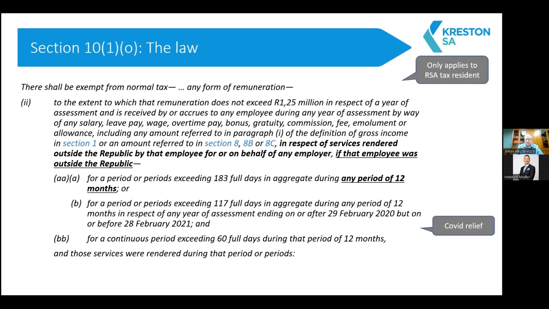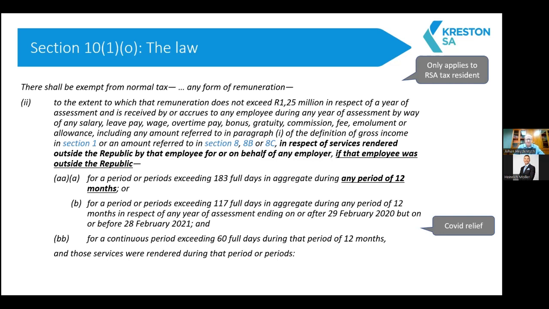Now, this comes to the period. If that employee was outside the Republic for a period or periods exceeding 183 full days in aggregate during any period of 12 months, we're going to elaborate on that bit. Paragraph (b) was the COVID relief, because people couldn't actually be outside South Africa, so they just shortened the period. And for a continuous period exceeding 60 full days during that period of 12 months. So let's ignore the (b), the COVID relief period, because it's just a reduced period, and let's just go through the general rules.